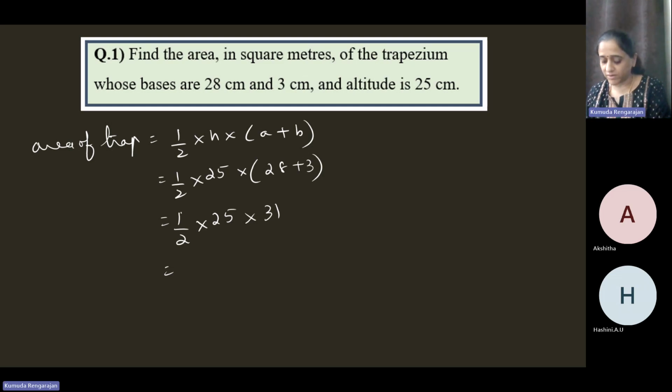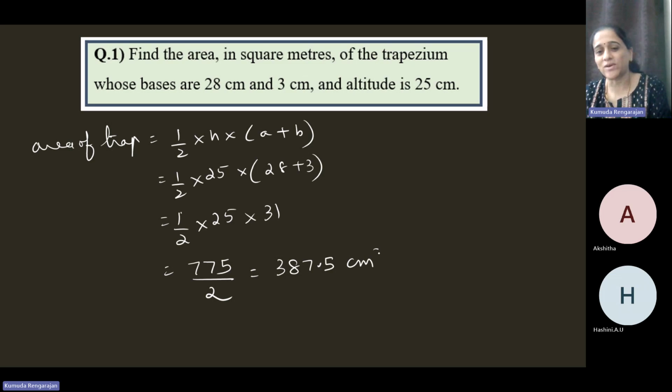So you cannot simplify. 25 into 31 is 775 divided by 2, which is 387.5. What's the unit? Centimeter square. Why centimeter square? Because the values are given in centimeter, but the question is to find the area in meter square. We learned this in the last class.